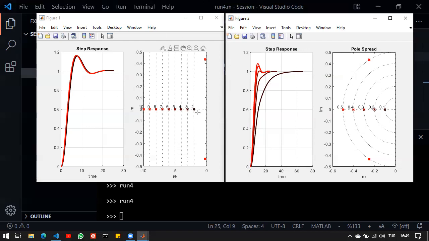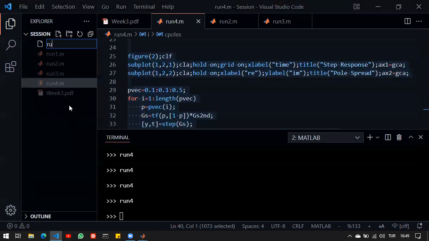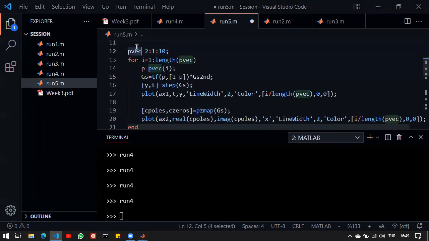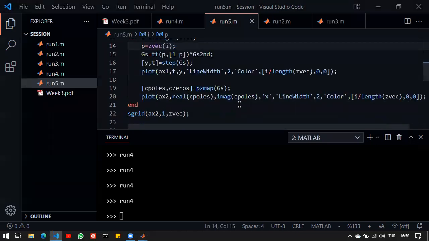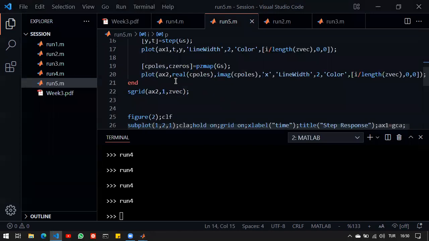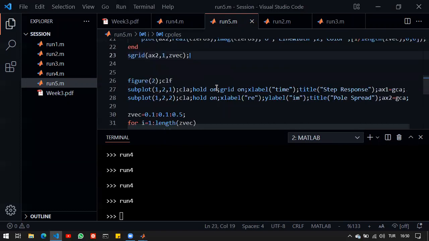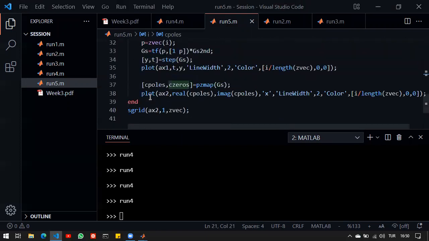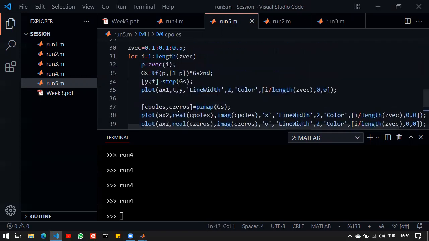So what happens if we add a 0 instead of a pole? So let's examine that. So I copied and pasted the same thing, but now instead of having pvec, I will have zvec here. And we're not plotting the zeros. Let's plot them. Let's use circles. And again, we have zvec. So let me copy this one here. There we go.